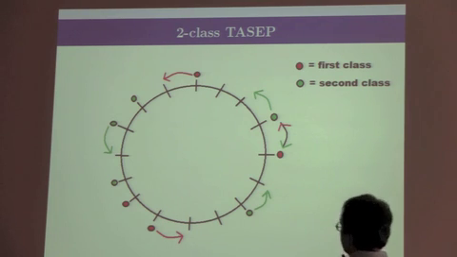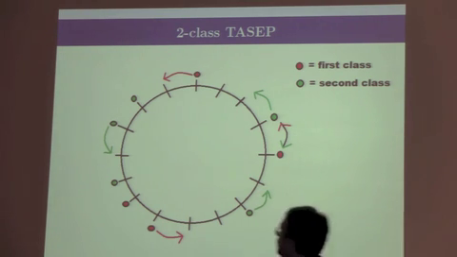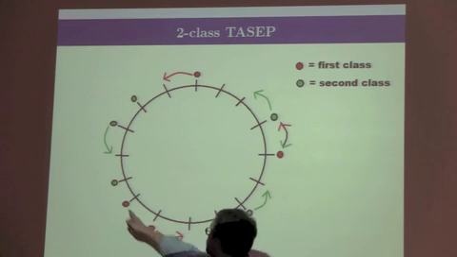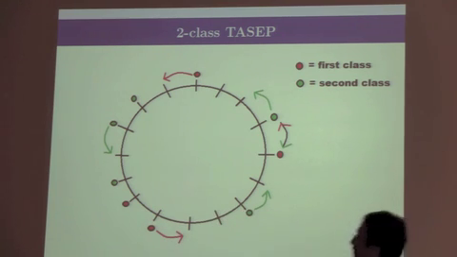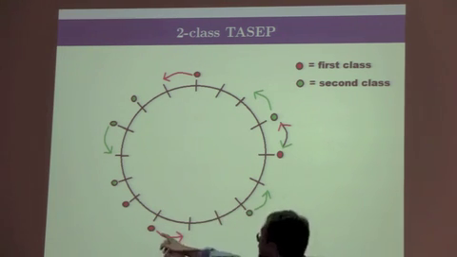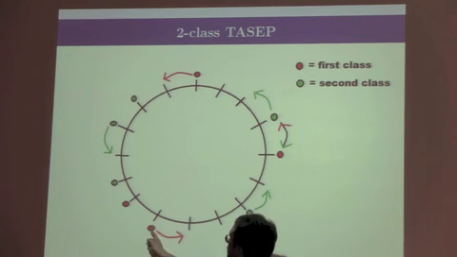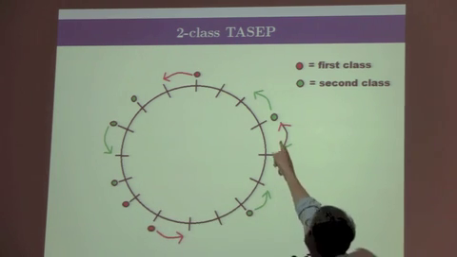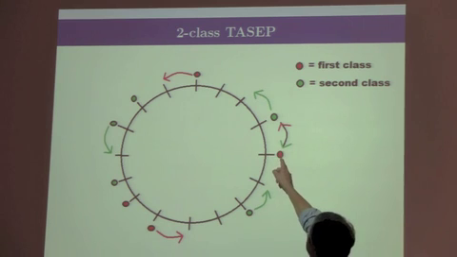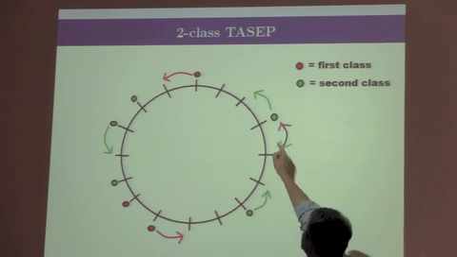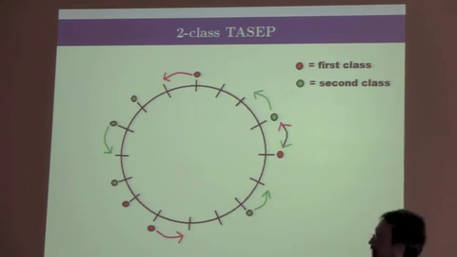On each lattice site there can be at most one particle, so this particle here cannot jump here, so there is no stochastic clock because it's occupied, and this particle can jump only if this particle before jumps, because both have the same class. But here you have a special situation.